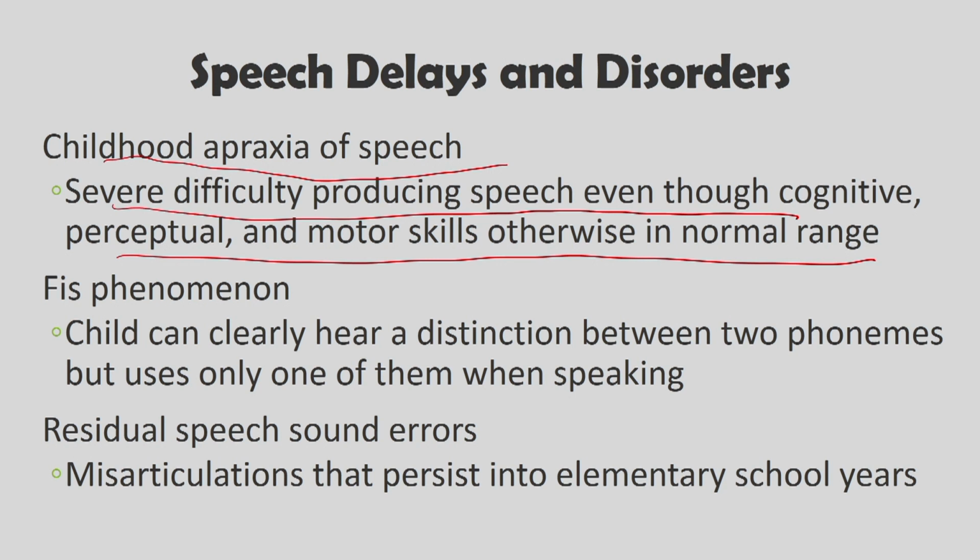For example, this is called the fish phenomenon. The child can clearly hear a distinction between the two phonemes which have been said to them, fish for example, but can only use one phoneme, and this is called the fish phenomenon.